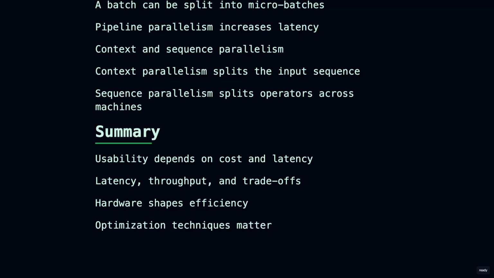The chapter covered many optimization methods, but most application developers will rely on model APIs that already include them. Even so, knowing what is possible helps you judge whether an API is truly efficient.